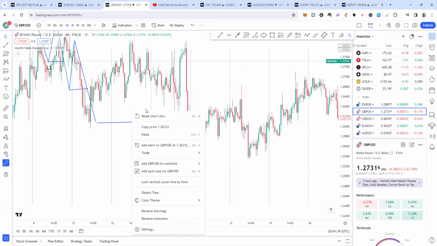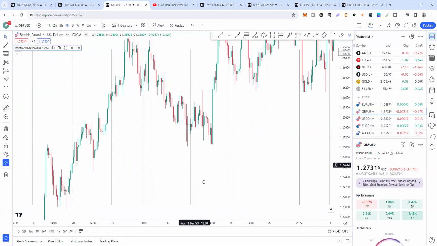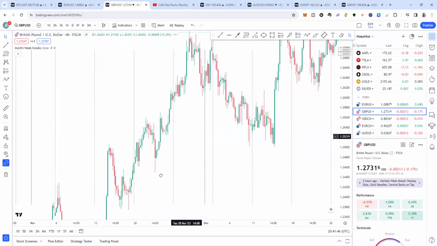Let me remove all this drawing. Guys, I hope I'm communicating.